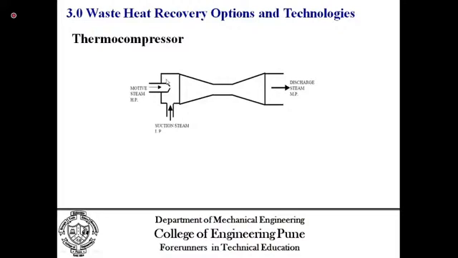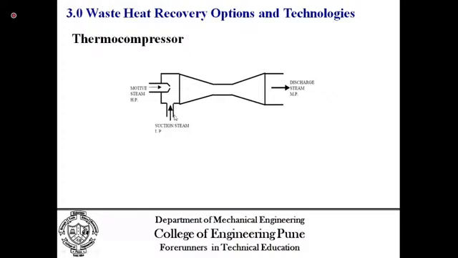As the pressure in this section is very, very low, it's obvious that the suction steam will get introduced in this mixing chamber. And now, the motive steam is at higher pressure, let us say 9 kg per square centimeter, and the suction steam is at lower pressure, let us say 1.